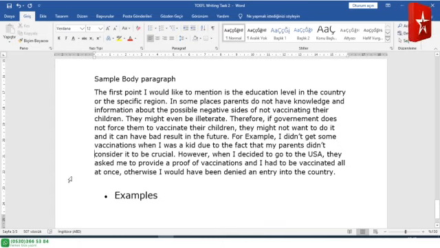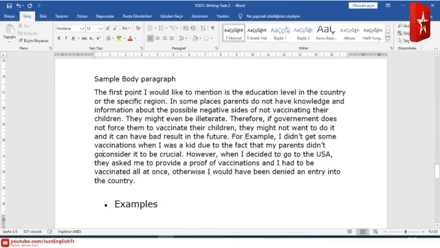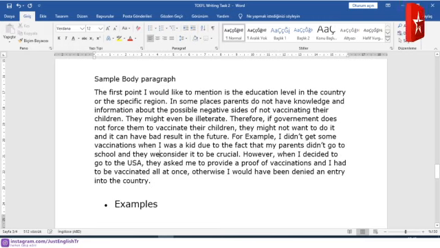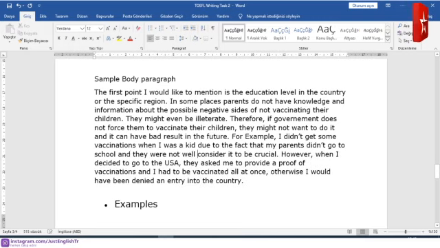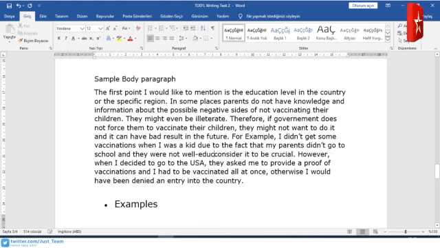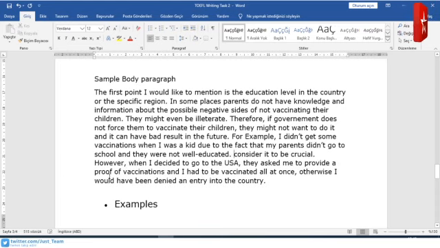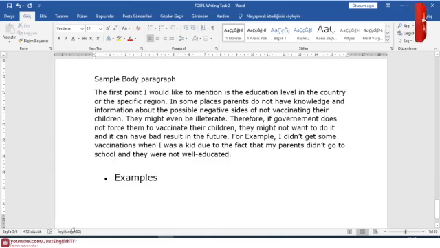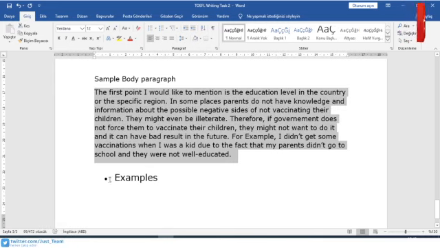My parents, this is for example only, okay? And I will write, my parents did not go to school and they were not well educated. Okay, so I changed all these things and made it a little bit shorter. Let's see now how many words we have. 99. Okay, still not the best, but shorter than 134.